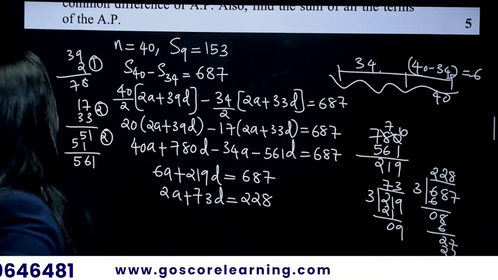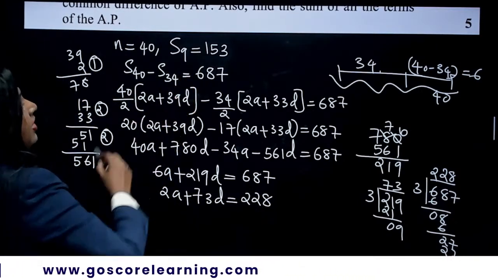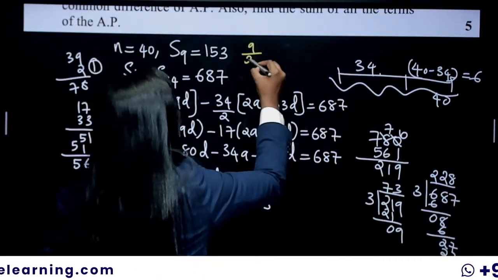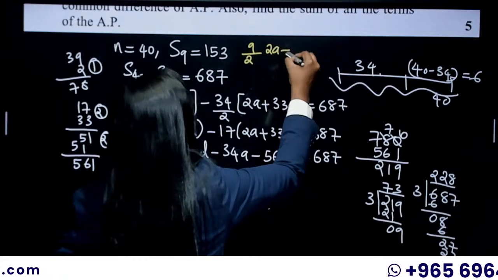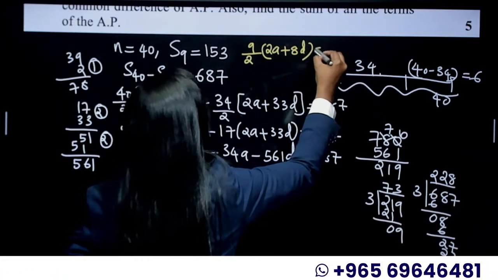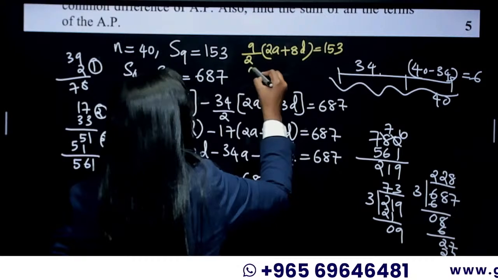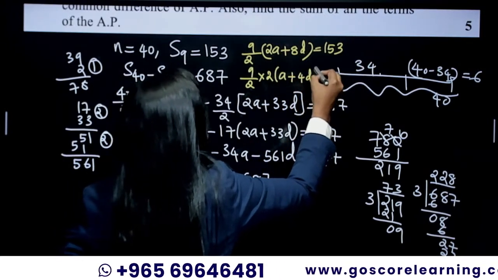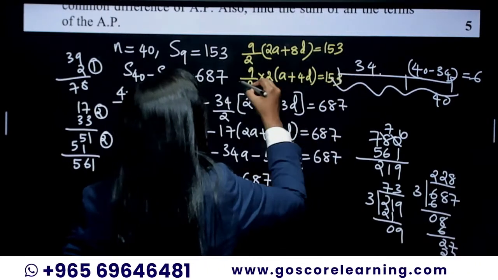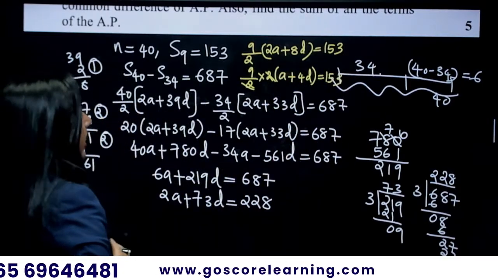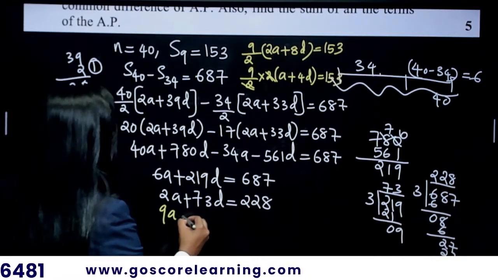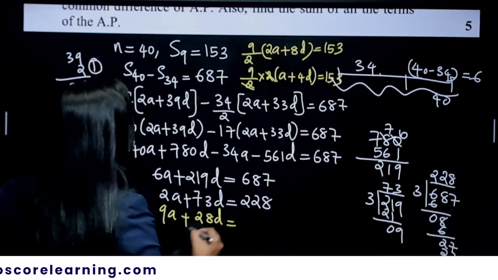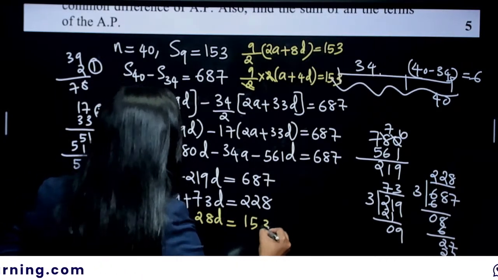Okay, so we got one equation and here S9 was given as 153. So can we expand that? S9 means 9 by 2 into 2a plus 8d is equal to 153. Can we take a 2 common out? Yes, we can. a plus 4d is equal to 153. Can we cancel these two? So it is going to be 9a plus 20d is equal to 153.